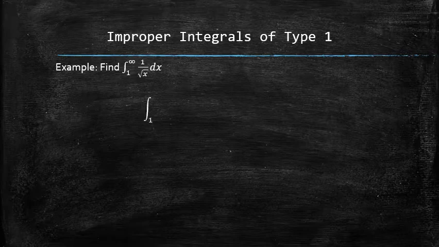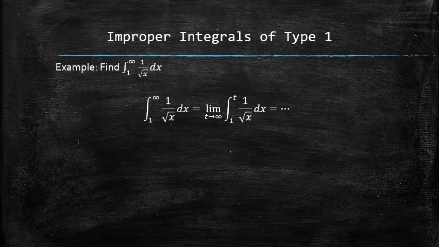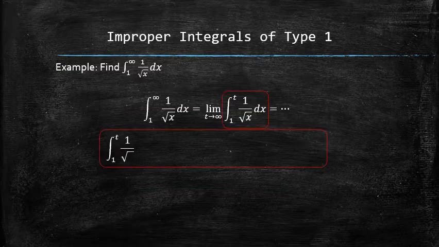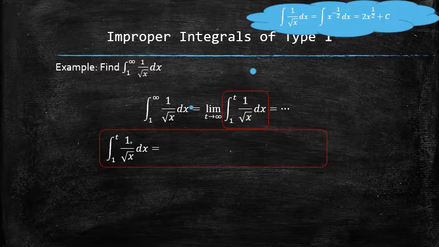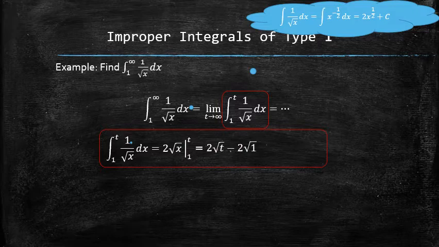Let's compute another improper integral. We replace the infinity in the upper limit with t and set up a limit with t approaching infinity. Now that we don't have to worry about the infinity in the upper limit, we can focus on the integral. To find the definite integral, we use the basic integration rules to find the general antiderivative and then apply the fundamental theorem of calculus to find the integral in terms of the variable t.